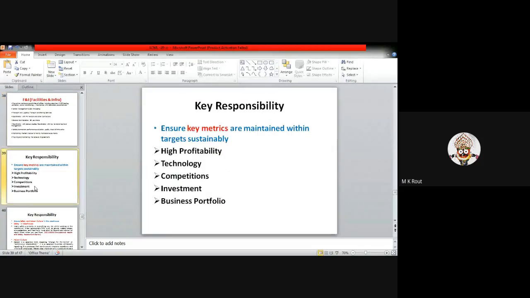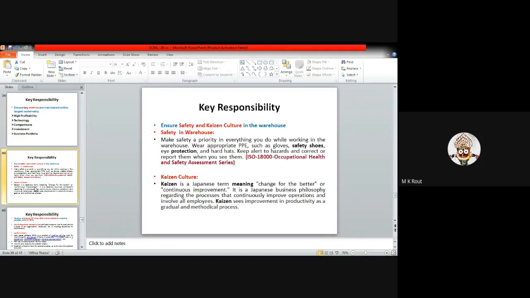The next responsibility is key metrics. The key metrics basically include high profitability, initiation of new technology, and competition. The next is searching for investments and business portfolios. These are included in key metrics. The next one is safety and Kaizen culture. In the case of safety, especially with reference to warehouses, they have implemented OHSAS 18000. It stands for Occupational Health and Safety Assessment Series. And Kaizen, as you know, is a Japanese term. It means change for the better, or continuous improvement.